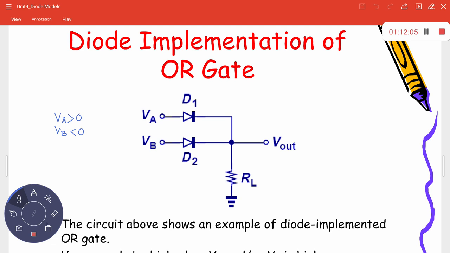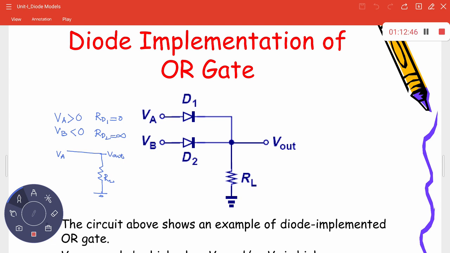Then RD1 is equal to 0, RD2 is equal to infinity. Then the circuit is something like this: RL here, V out here, and VA there. VA greater than 0, V out also greater than 0.